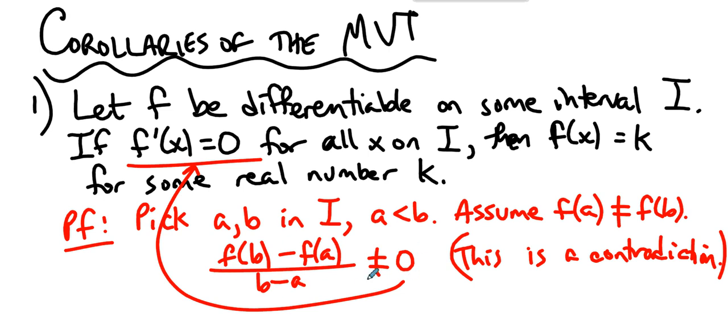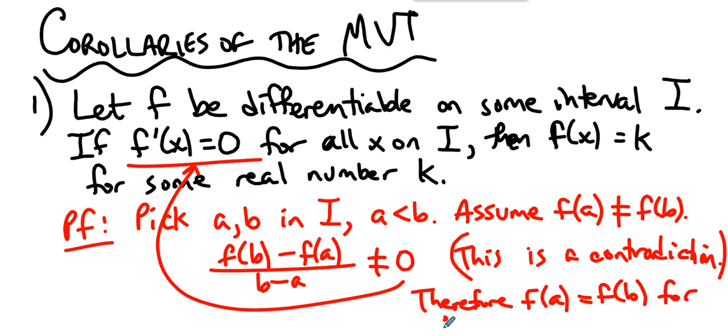And because this can't happen, where did we go wrong? We went wrong here. Therefore, f of a equals f of b for all a and b on the interval. And if f of a is always equal to f of b, then the function is a constant, and we're done. So that's kind of a big deal. That tells us if the derivative is 0, then the function has to be some sort of constant function.